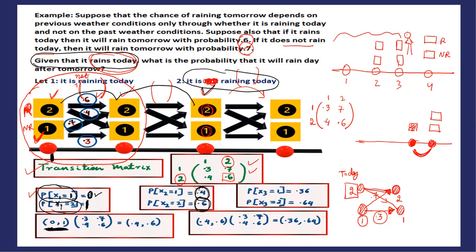Now, this is the initial probability distribution, and this is the transition matrix. The conditional probabilities are here, and this is the initial distribution. These are the total probabilities at time 1. This 0, 1 we have written here. And this is the transition matrix from here. Multiply, and you get 0.4, 0.6.